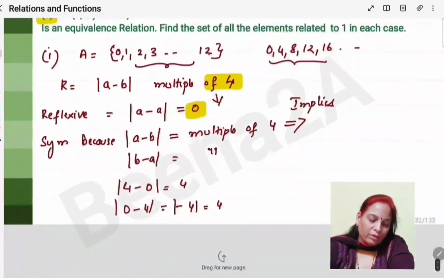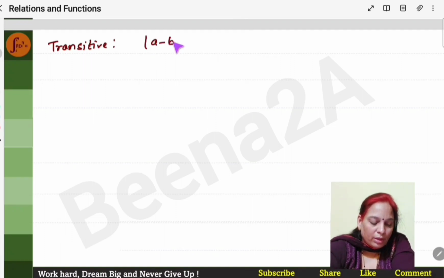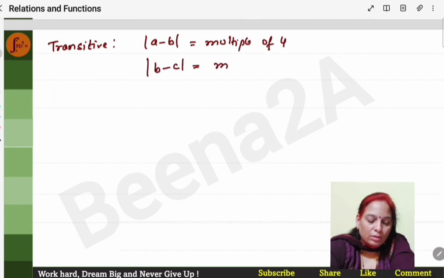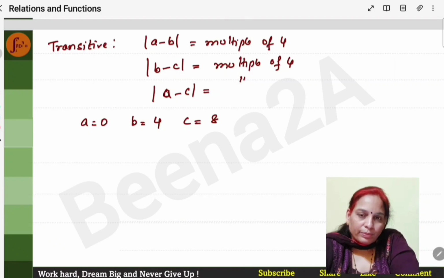Now we look at transitive. For transitive, modulus of a minus b should be a multiple of 4, and if modulus of b minus c is a multiple of 4, this implies that a minus c is also a multiple of 4. Now take an example, right? If I take a as 0, b as 4 and c as 8.